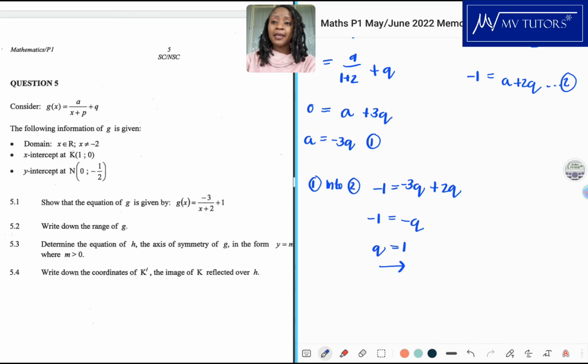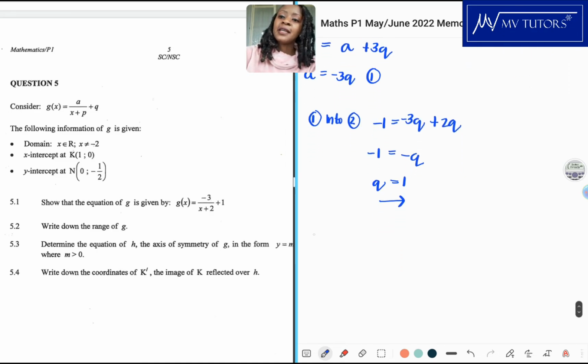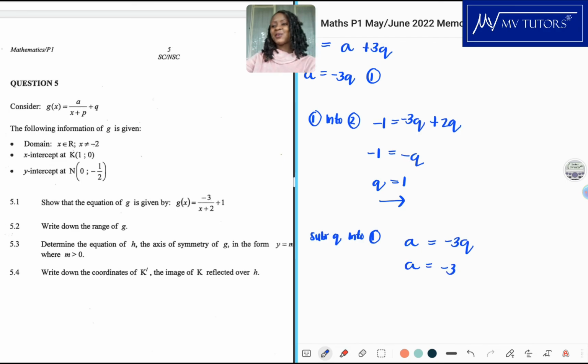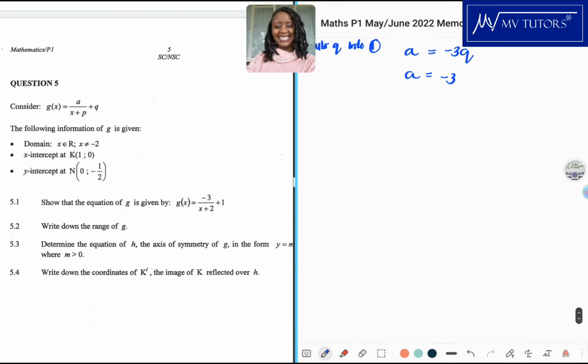Now I need to get a. And I know that I need to substitute the value of q into my first equation, okay, so that I can get what a is. A is negative 3 times q. Q is 1, so then a will become negative 3. So I'm a happy learner. I can get my final g(x) equation.